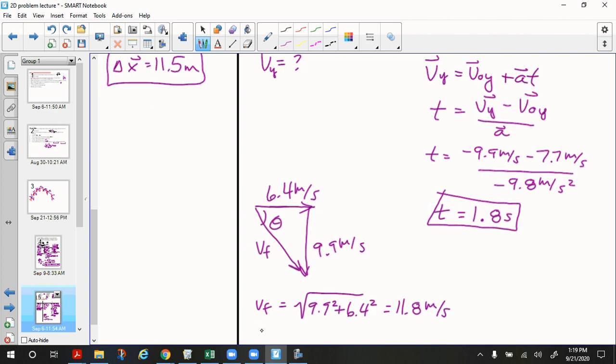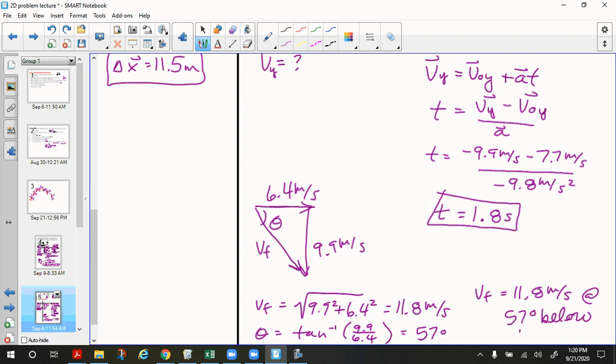And then we have to find the angle. So we do the tan inverse of 9.9 divided by 6.4. And that gives us 57 degrees. So our answer here is V final equals 11.8 meters per second at 57 degrees below horizontal. Great. So there's that part.